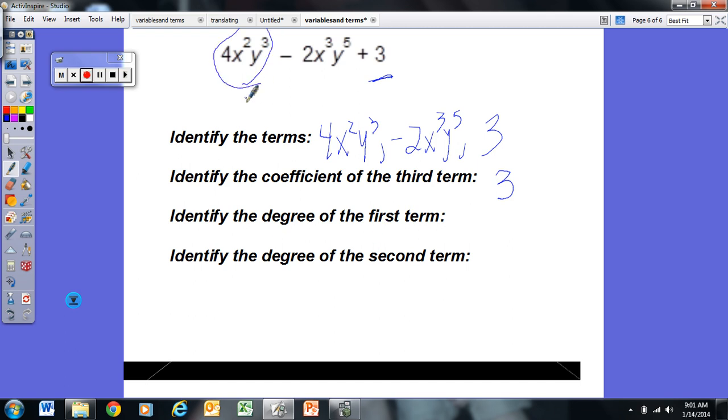Now, if you go back to your notes, you'll see degree is the sum of the exponents if there's more than one. So the degree of the first term is going to be 5. The degree of the second term is going to be 8. Now, I didn't ask you to identify the coefficient of the second term, but go ahead and do that. What is the coefficient of the second term? Hopefully you all said it is -2.